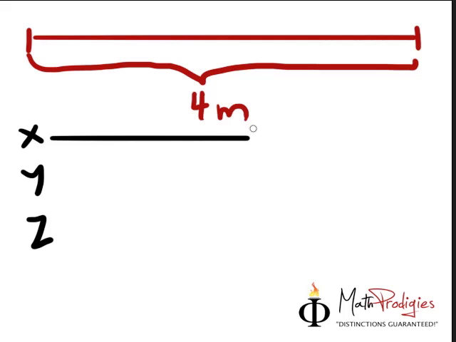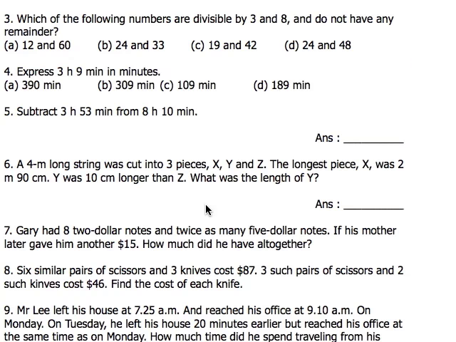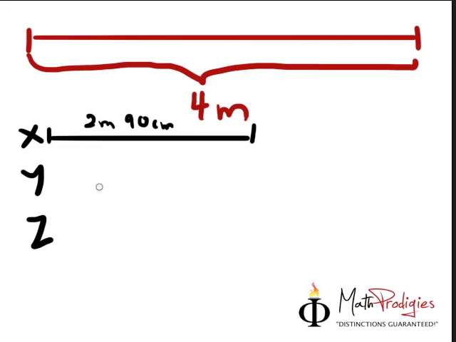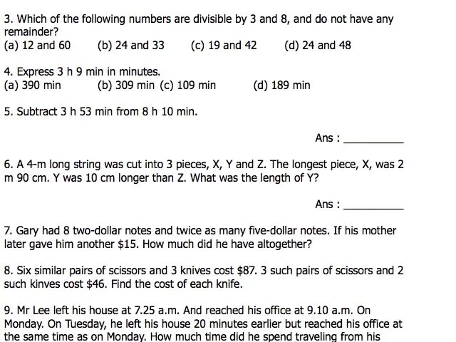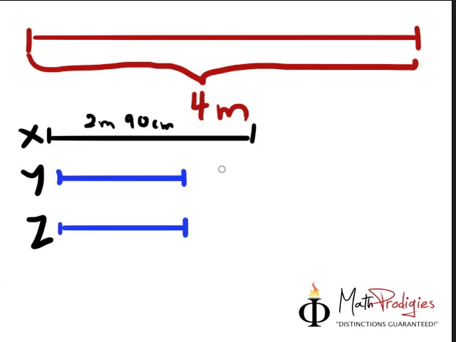So I'm going to cut something like that. This is 2 meters and 90 cm. And then it says that Y was 10 cm longer than Z. But do we know what is Y? What is Z? No, we don't. But what can we tell? Whenever somebody says that one thing is longer by 10 cm, we can always make sure we do a model like this, right? Y was 10 cm longer than Z, so therefore, Y has an extra 10 cm. So we simply do this. This is extra 10 cm.